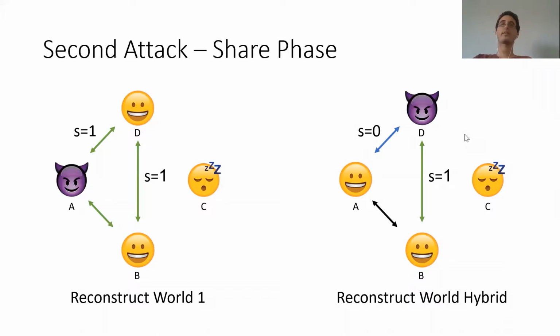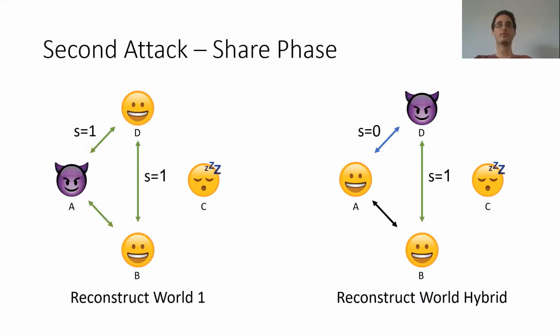Now we will describe the second attack in the case that D shares a value 1. If D shares a value 0, a very similar attack can be executed, reversing the roles of parties A and B. Now observe Reconstruct World 1. In that world, parties B and D are non-faulty. Party C is non-faulty but slow for now. Party A is faulty but acts non-faultily throughout the share protocol, and D shares a value 1. As we've seen before, in this case, parties A, B, and D must complete the share protocol.